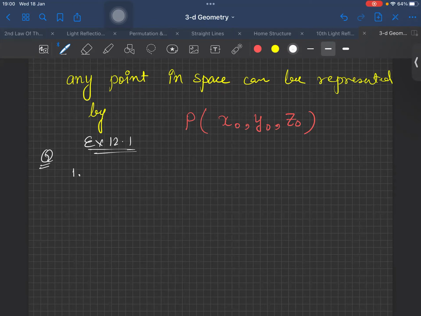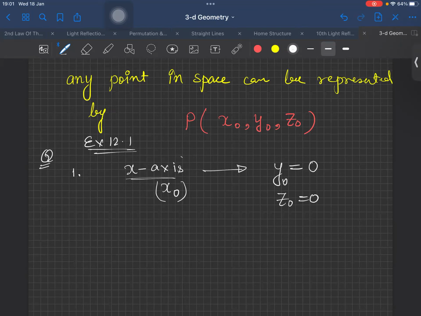Question number 1, what is it? A point is on the x-axis. What are its y and z coordinates? If the point is on the x-axis, what are its y and z coordinates? The x coordinate will be some value x0. The y coordinate, what will be y0? It will be 0, right? And z0 will be 0. Because the point is on the x-axis, isn't it?